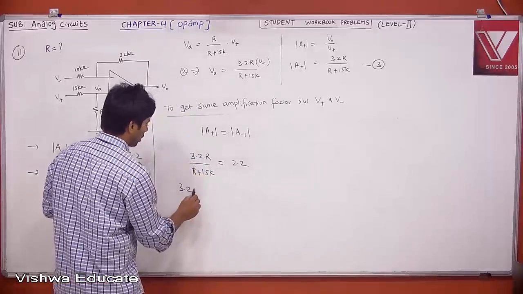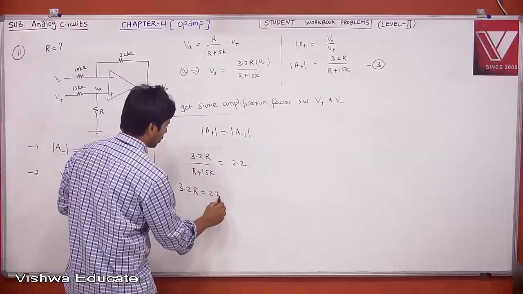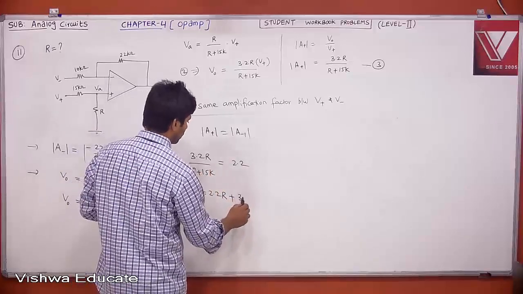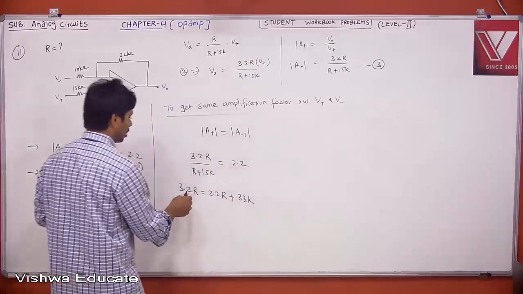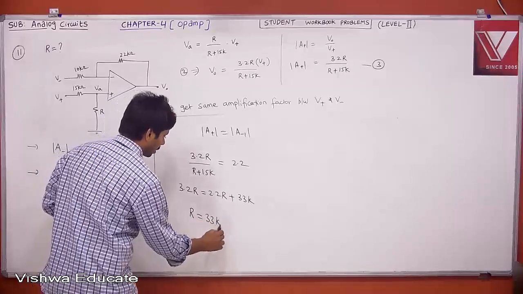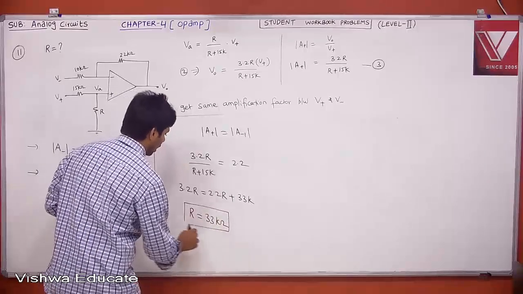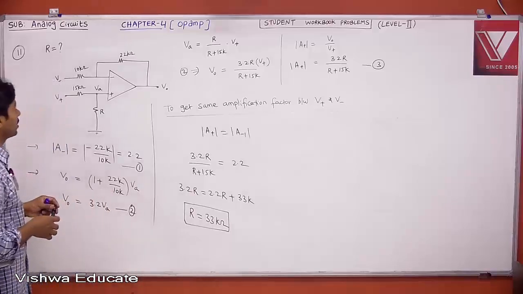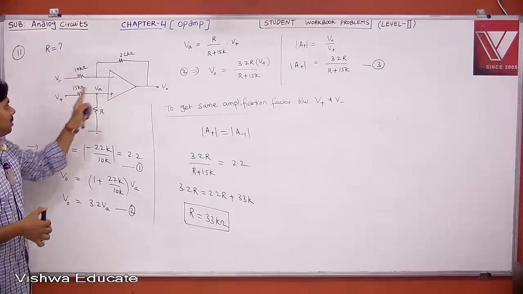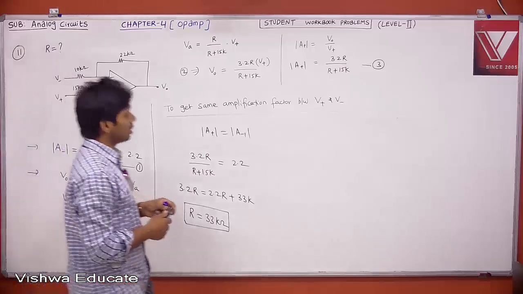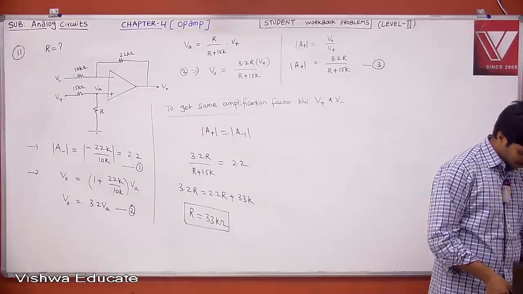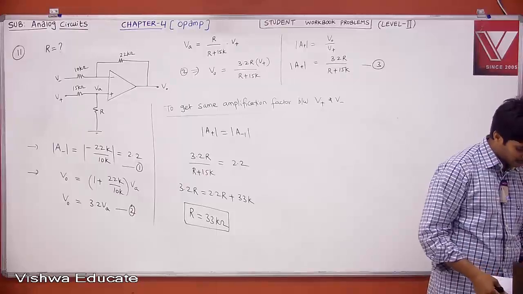Then if you do this, 3.2 into R is equal to 2.2 into R plus 15 into 2, which is 33K. Then 3.2 minus 2.2 R, therefore R is equal to 33K. When R is equal to 33K, you will get same amplification factor. Whatever amplification factor you are getting from here to here, the same amplification factor you will get. Therefore, what is the answer? The answer is 33K. Okay, fill in the blank.